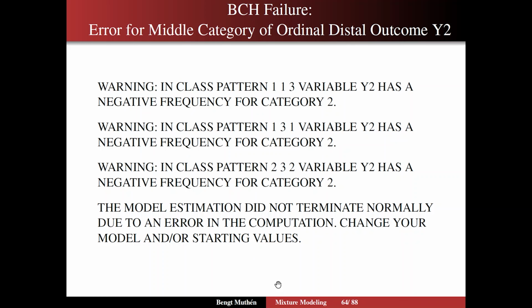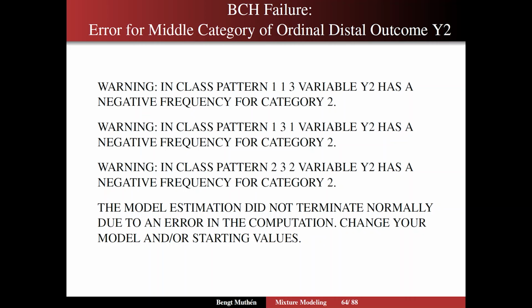And then slide 64, we get a strong sign of BCH failure. It turns out it's an error relating to the middle category of the ordinal distal outcome Y2. So here, for instance, in class pattern 113, variable Y2 has a negative frequency for category 2. So here's one of those negative frequency problems of BCH that I mentioned on a previous slide.